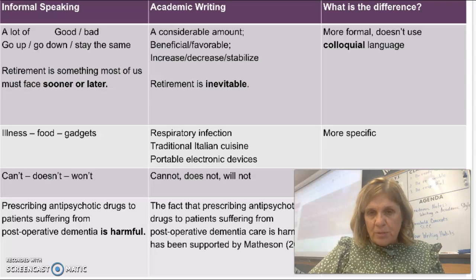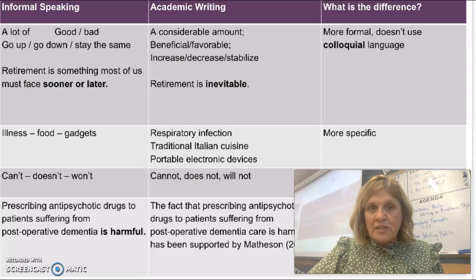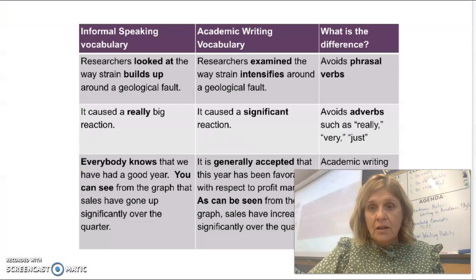Language is much more specific when you're writing academically than if you are writing casually or informally speaking. You can look at the second column or the second row down where it talks about our casual speech. We would use words like illness, food, and gadgets as compared to something more specific in academic writing like respiratory infection. So would you record in your academic notes some of the specific characteristic differences that's listed in the 3rd column on this slide and on the slide.